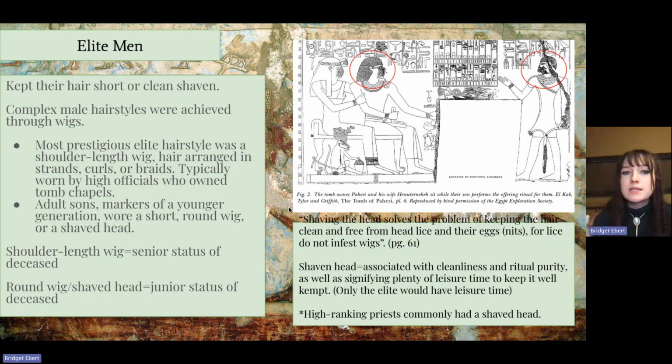The shoulder-length wig is a senior status of the deceased, and a round wig or shaved head is the junior status of the deceased. Shaving the head solves the problem of keeping the hair clean and free from head lice and their eggs, nits, for lice do not infest wigs. That is on page 61 of Gay Robbins' essay. A shaven head is associated with cleanliness and ritual purity, as well as signifying plenty of leisure time to keep it well kept. So only the elite would have leisure time, which is why the elites would have the shaved head and then the complex wig right on top. And high-ranking priests commonly also had a shaved head.